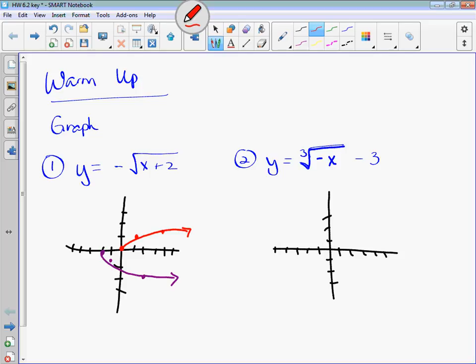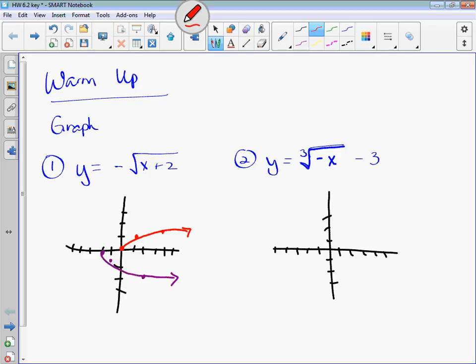So flip it and then shift it? Yes, I think. Yes. All right, guys, are we okay with number 1? Could you do domain and range if I asked you? Yeah? What's the domain? Just tell me. -2 to infinity. The range. -infinity to 0. Okay.